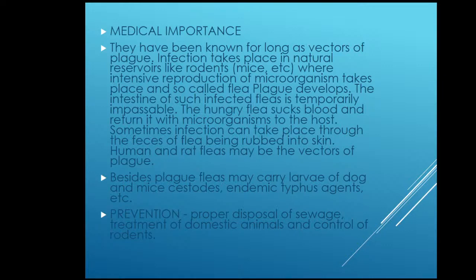Sometimes infection can take place through infected feces of fleas which are rubbed into the skin. Human and rat fleas can be vectors of bacteria of plague. Fleas can be vectors for dog and mice cestoid, the endemic typhus causative agent, and others. The prevention against fleas is proper disposal of sewage, treatment of domestic animals, and control of rodents.